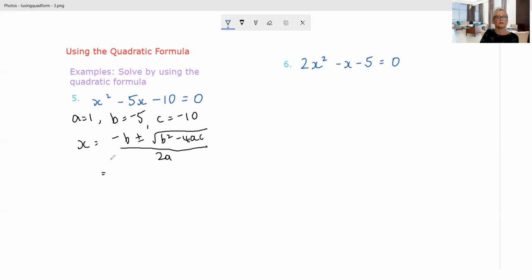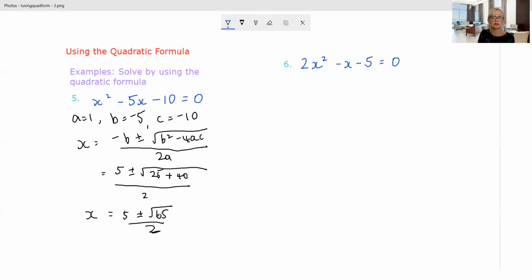Then we're going to sub in. So if B is -5, negative B will be +5. B squared will be 25. And we're going to get minus 4 times 1 times -10. So we're going to be adding 40 all over 2 times A, which is 2, which is 5 plus or minus root 65 on 2. And that's really all you can do there. 65 is not a perfect square. It's just slightly bigger than a perfect square, but it's not one itself. So I would leave it like that.